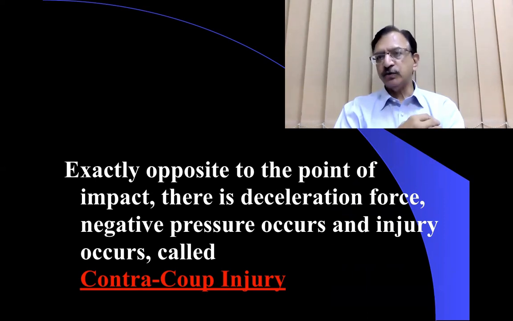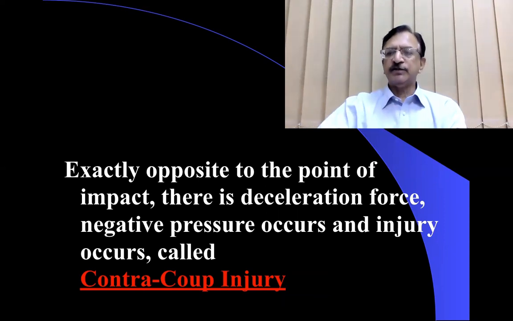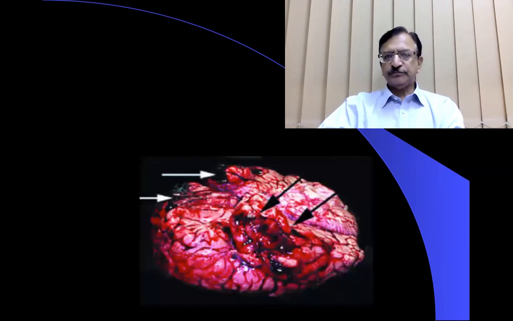That is the contra-coup injury. Opposite to the point of impact, there is negative vacuum pressure or avulsion, and that will also cause damage to the attachment of the brain, and this is the contra-coup injury. This is the contra-coup, opposite to the brain injury.